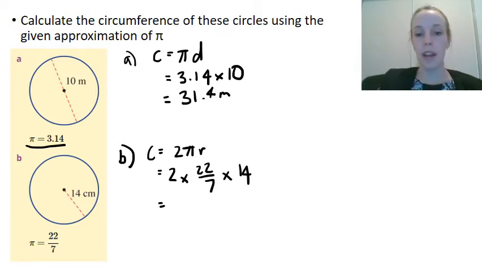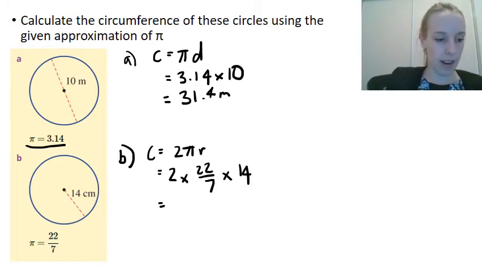Just make sure you're putting in brackets where necessary, because your calculator will just work left to right. So unless you put the brackets around the fraction, it will just do 2 times 22 and then divide all of that by 7. So just make sure you're aware of that. And our answer there is 88 centimetres.